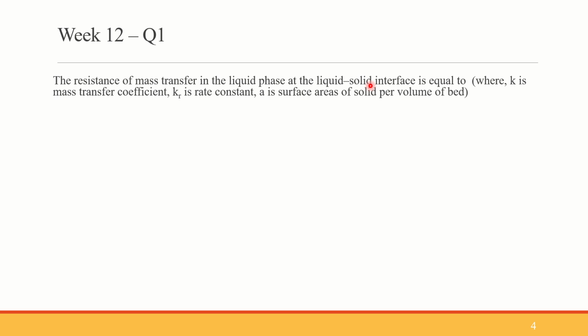In this particular question, the question is about the resistance of mass transfer in the liquid phase at the liquid solid interface. The options we look at: option A is 1 by kgA, option B is 1 by m KL A into EA, option C is 1 by m KS AP, and option D is 1 by m KR AP. The right answer is, since we are dealing with the liquid solid interface, option C, 1 by m KS AP.